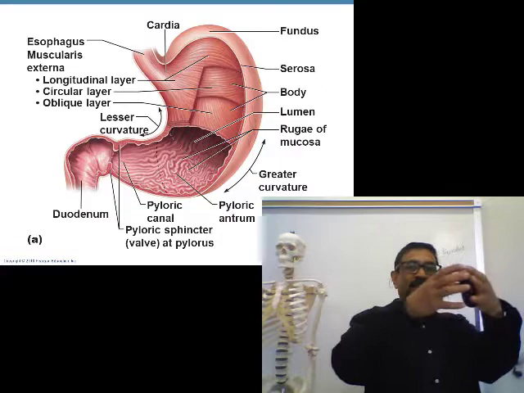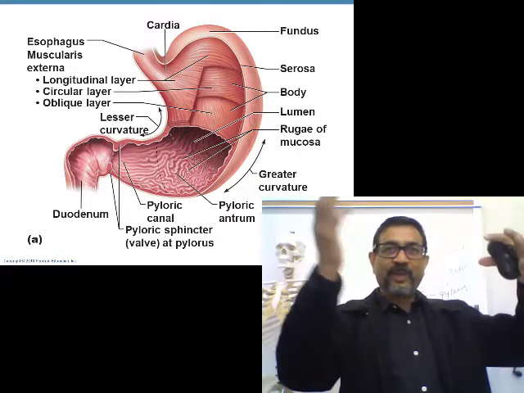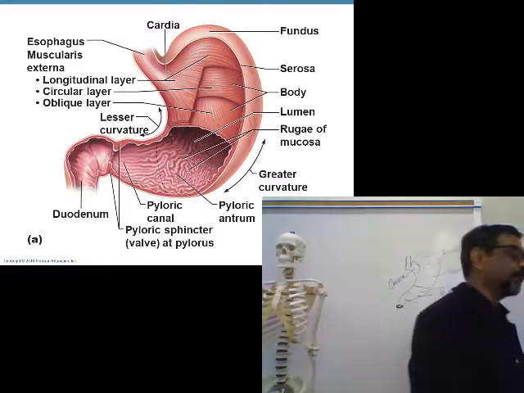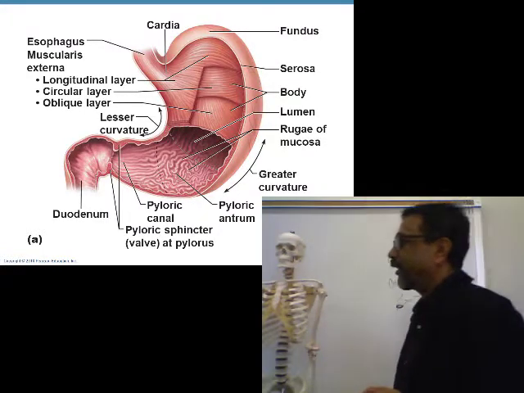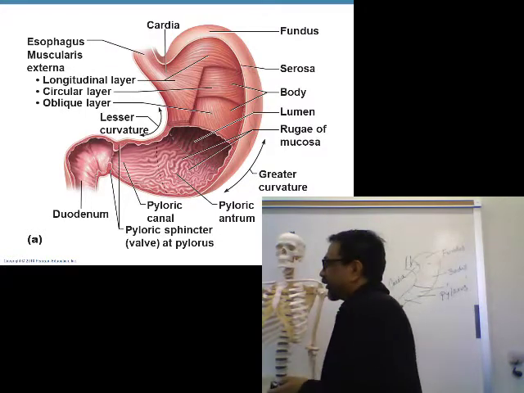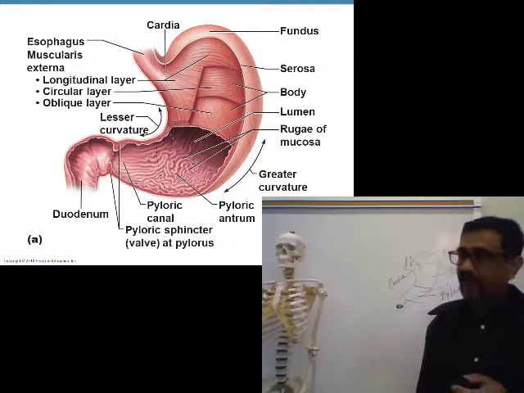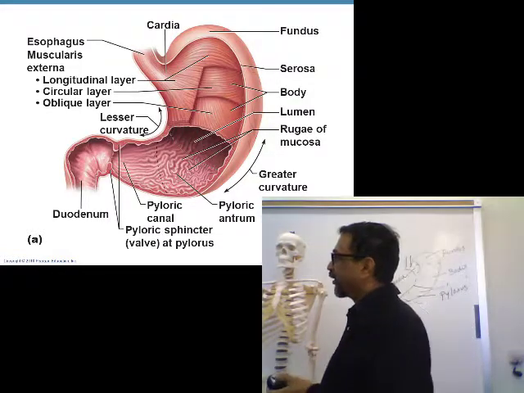When the stomach is full, right, it gets big, so those foldings won't be seen that clearly. So we can say that rugae help to increase the surface area inside the stomach.